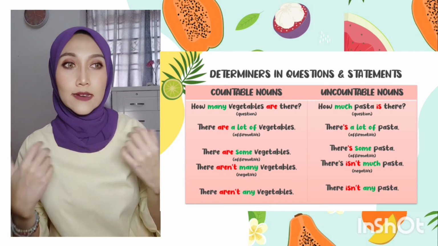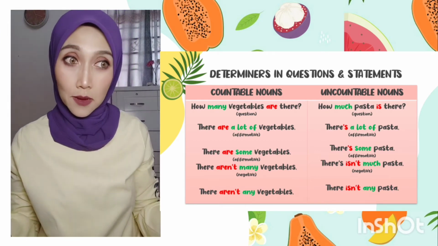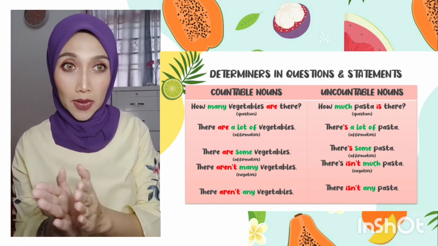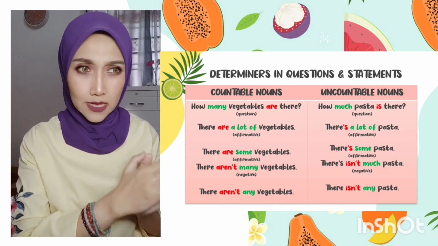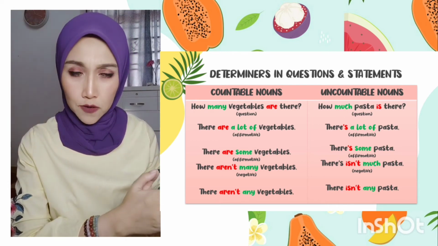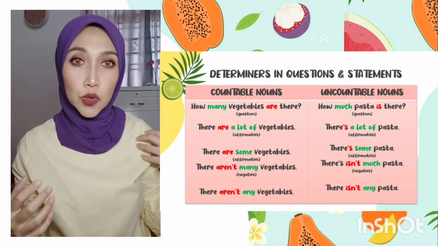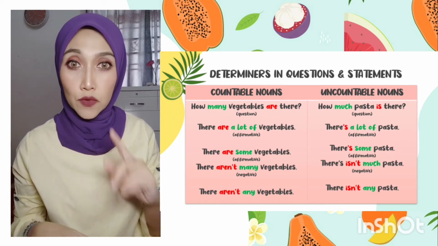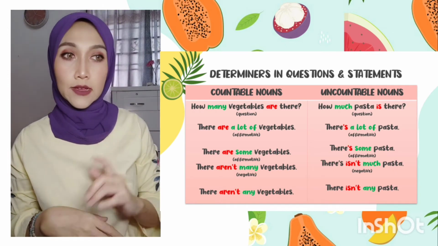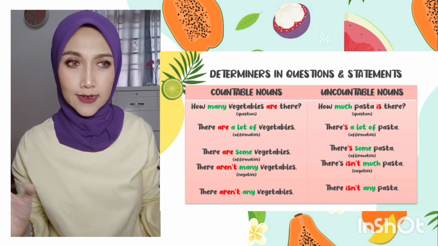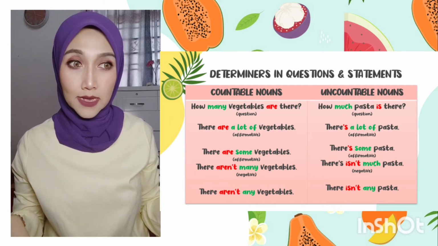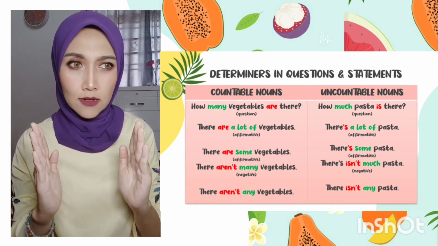Okay, then there's some pasta. You can also use some pasta. Okay, there isn't much pasta. See, when you use many for countable, for uncountable, definitely you have to use much. Okay, because you can't count pasta, so you use much. You cannot use there isn't many pasta. It's wrong. You have to use much. There isn't much pasta means tak banyak pasta yang ada. There isn't any pasta means tak ada langsung pasta. Okay, so you have to see how we use it.